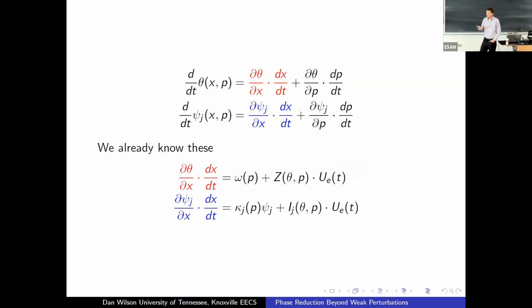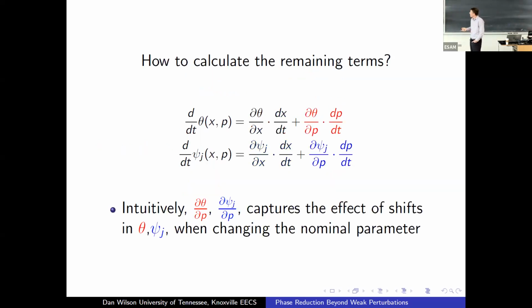This is the standard phase amplitude reduction that people have been working with for quite some time now. So we already know how to calculate these things from a numerical equation. I know how to calculate a phase response curve. I know how to calculate the gradient of my isostable coordinates, my isostable response curve. I just have these other remaining terms here, which tell me how the phase changes when I'm adjusting my reference periodic orbit by changing the parameter P. And likewise, this tells me how my amplitude coordinate changes when I adjust this parameter P.